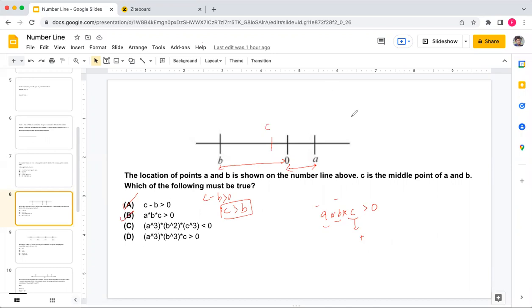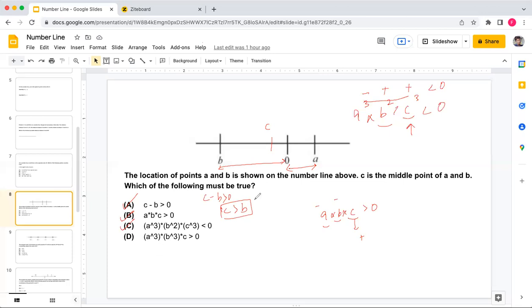The third one is we have A cube into B square into C cube is less than 0, right? This is positive. A positive value's power is always positive. This is negative. The even power of a negative value is always positive. And the last one is a negative value with an odd power is always negative. So the product of these is negative. So this is always true as well. And the last one is C cube is negative, right?